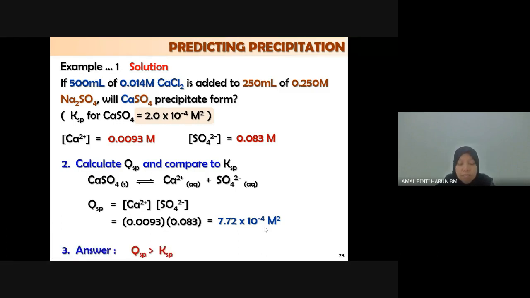So apa yang kita dapat adalah QSP besar daripada KSP. That means kalau buat pacman, dia akan shift to the left. If shift to the left, that means high concentration of calcium 2 plus and high concentration of SO4 2 minus. Dah banyak sangat concentration calcium 2 plus dan SO4 2 minus. Agak-agak boleh larut lagi tak kalau kita tambahkan garam?